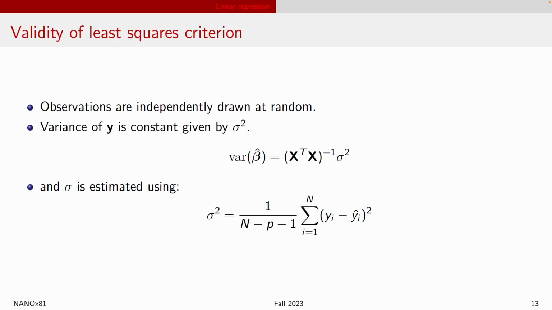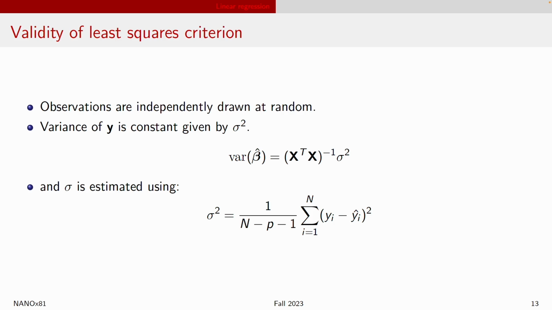Now, very often, one of the things we have to be careful about are the assumptions that we make when we use any machine learning model. Whenever we use multiple linear regression, we are making a few assumptions. The first is that all the observations are independently drawn at random. In other words, there's no correlation between any of the observations. That is almost always an assumption that we make when we use a least squares criterion.